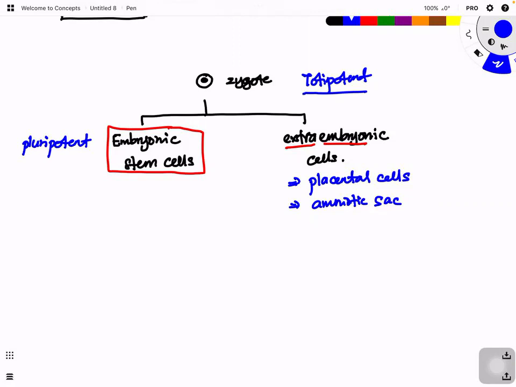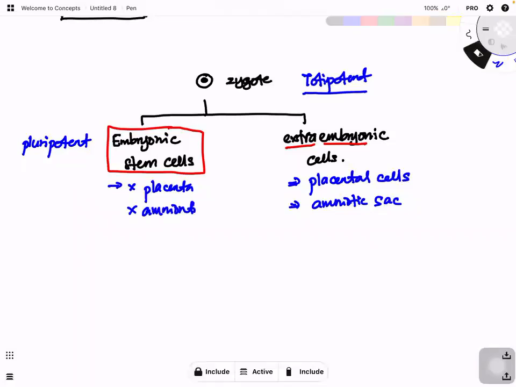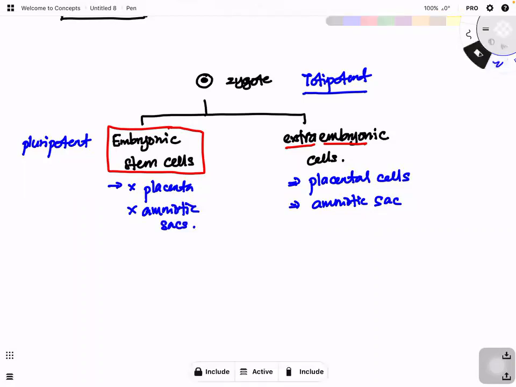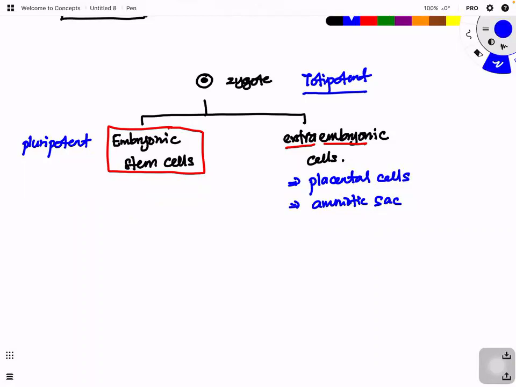Pluripotent means they lack the potency, reduced by one rank. From the original totipotent that can form any kind of cell, it now becomes less, because this embryonic stem cell cannot form the placenta and cannot form amniotic sacs anymore. Are you clear? So we still lose the potency, but they can still form other cells. These embryonic stem cells can continue to form organs and systems.